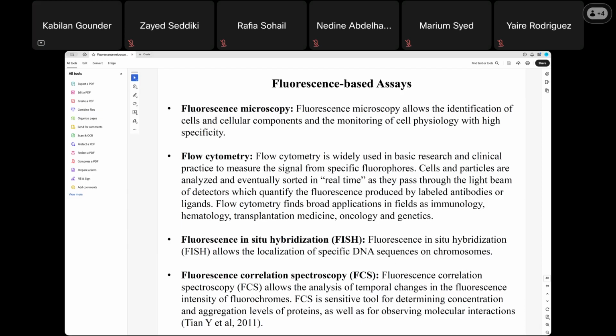There is another microscopy called fluorescence correlation spectroscopy. Correlation spectroscopy allows the analysis of temporal changes in the fluorescence intensity of fluorochromes. So this technique is a sensitive tool for determining concentration or aggregation level of proteins, as well as observing molecular interactions.